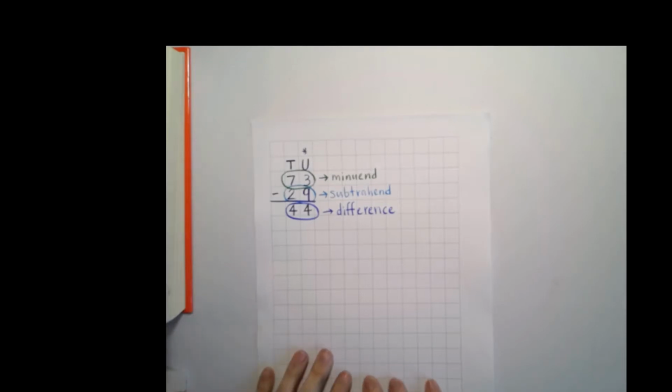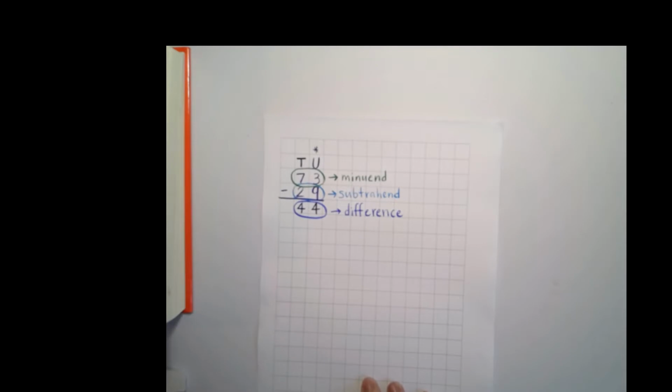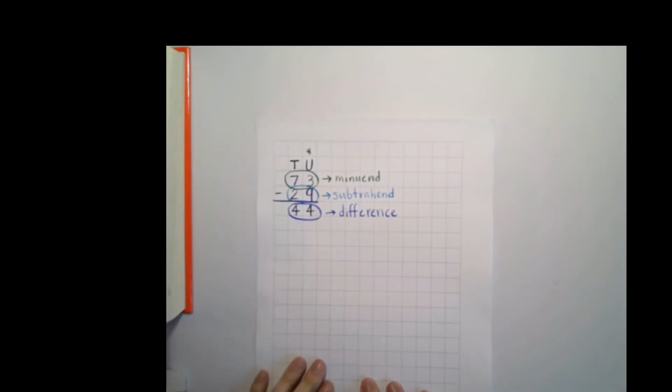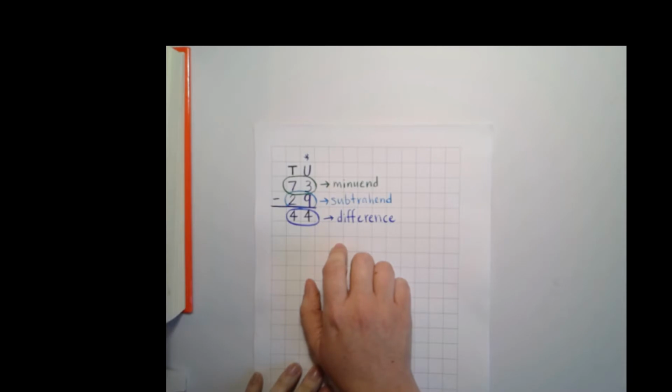So today we're going to be talking about subtracting with borrowing. It can also be called subtraction with regrouping or dynamic subtraction. They all mean the same thing. Before we get started with our process, let's review some terms.